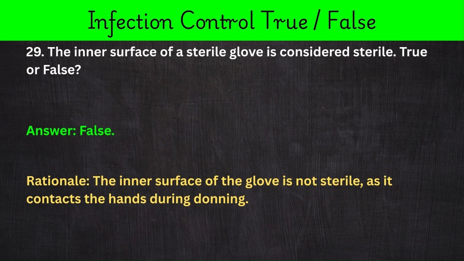29. The inner surface of a sterile glove is considered sterile. True or false? Answer: false. Rationale: the inner surface of the glove is not sterile, as it contacts the hands during donning.